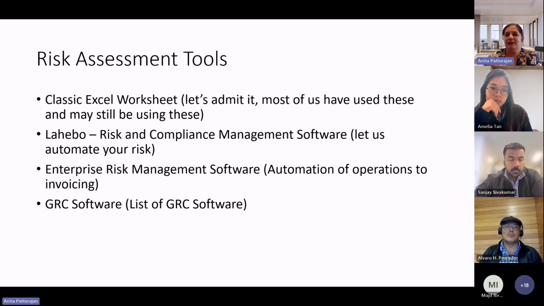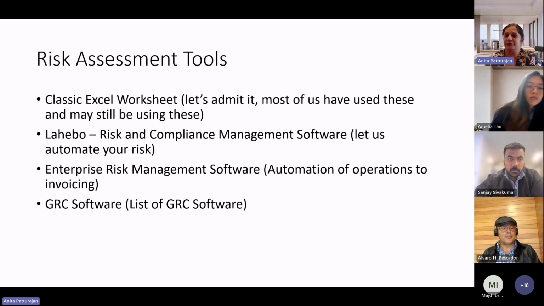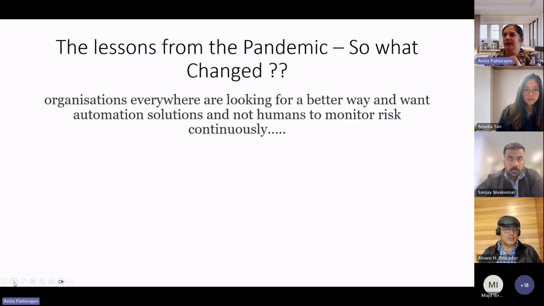Anitech also has Lahibo as a risk and compliance management software, which can be used to automate your risk. There are also lots of other tools on the market, like enterprise risk management software and automating operations through invoicing. There are a number of tools; you can Google it, and lots come up. Many companies are also resorting to GRC software. So if I just jump quickly to what's happening in the environment, we've got 2 minutes.